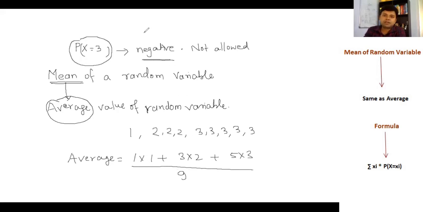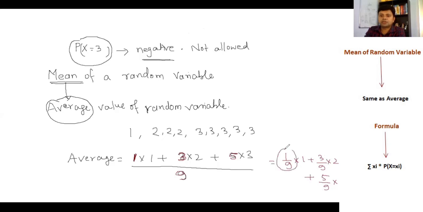So now let me mark this with a different color. I'm marking this one with a different color, these three with a different color, and what is this? This is the frequency actually, and this 9 is the total number. Now I can write this as 1 by 9 into 1 plus 3 by 9 into 2 plus 5 by 9 into 3.